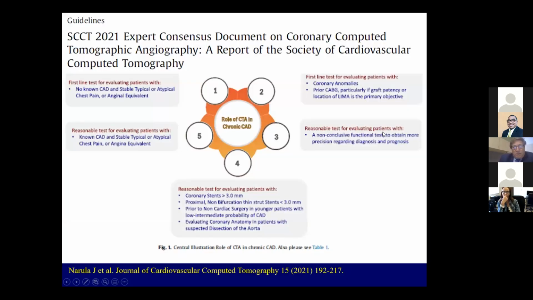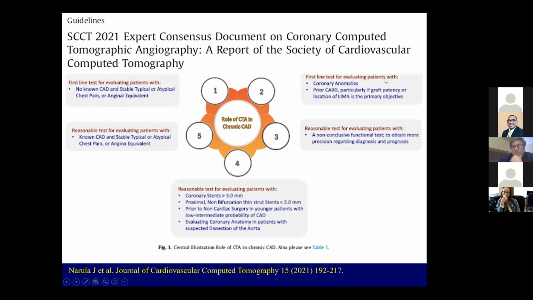So the guidelines for the use of CT angiography to look at the coronary arteries, again, is in continual evolution as the data increases. This is from the Society of Cardiovascular CT from 2021 expert consensus. Again, it has become a first-line test for evaluating patients with no known coronary artery disease and stable, typical or atypical chest pain or anginal equivalent. So this is a significant change from many years ago, using it as a first-line test in this strategy.